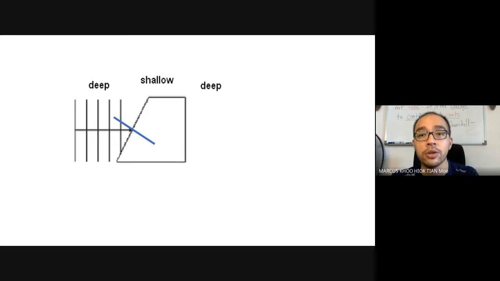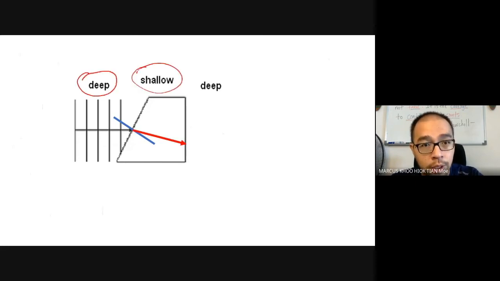Okay, so draw a perpendicular line, and then after that, make sure that you know that when it's going from deep to shallow, the angle inside is going to become nearer towards the normal line. The angle is smaller. So this angle must be bigger than this angle. And not only that, when it is going from the shallow to the deep, this is the boundary.